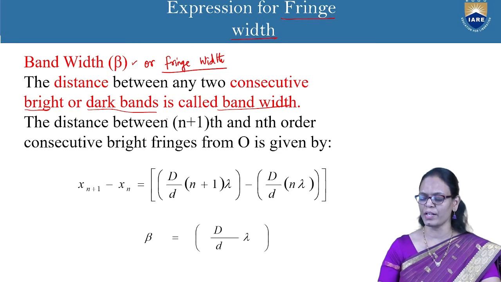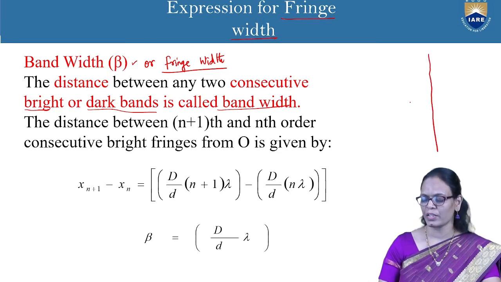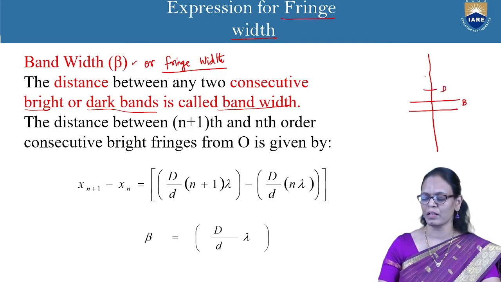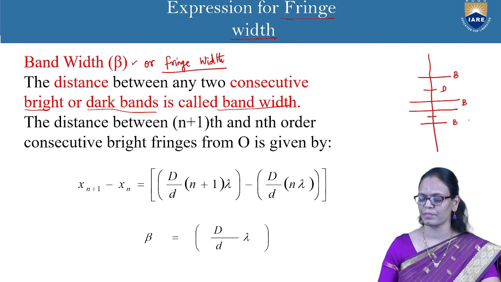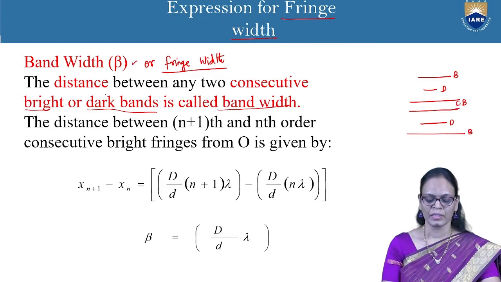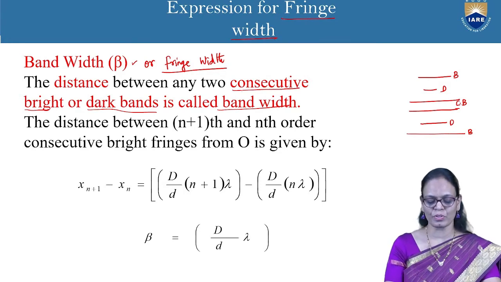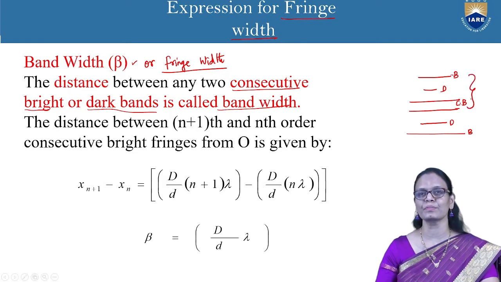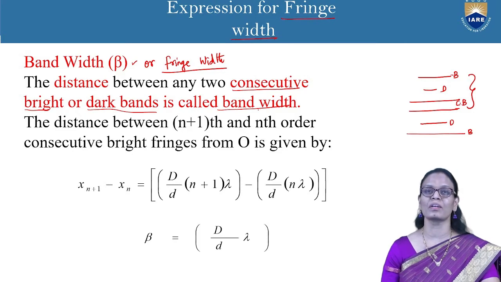So how do we understand it? Now if you take the screen, there is a central bright band. This is the bright band. We have a dark band, bright band, and so on. This is the central bright band, then we have the next bright band. The distance between any two consecutive bright bands, meaning this is the central bright band and this is the next bright band, what is the distance between the two? That gives us the bandwidth or the fringe width.